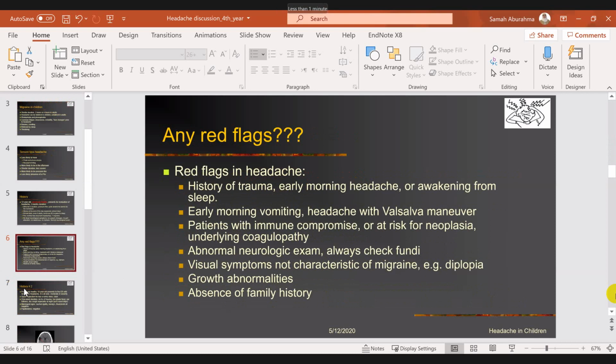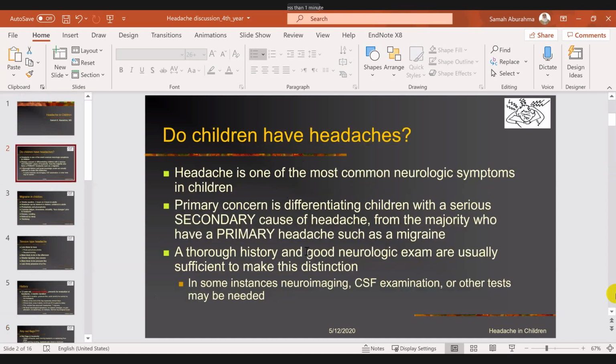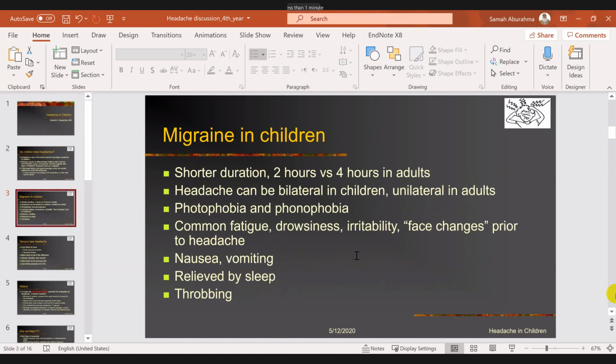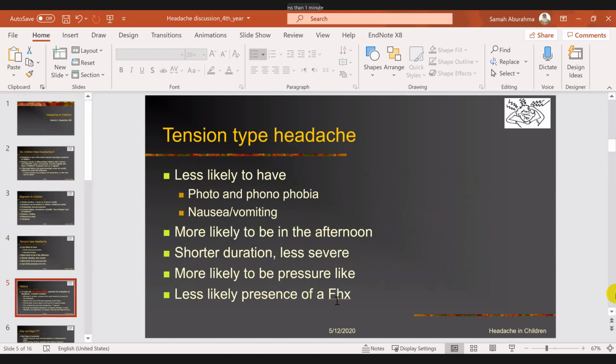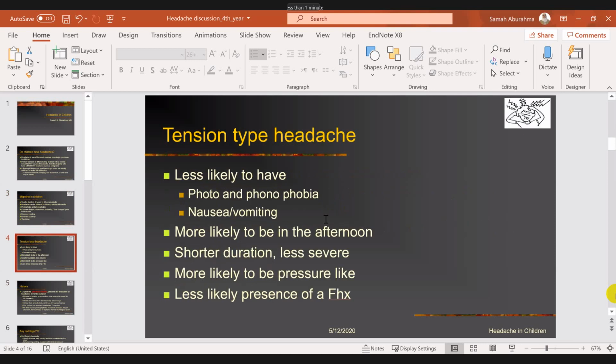So doctor, in the first case, is it migraine or tension headache? There is a family history but no phonophobia or photophobia. That's true. As we said, yes, this could be a tension type headache, even though the mother has a recurrent headache. As we said, migraine and tension type headache are a continuum. With tension type headache you're less likely to have photophobia and phonophobia, and with migraine you are more likely to have them. Children or adults who have tension type headache sometimes progress and the headache changes with time, becoming more like a migraine. So yes, this could be a tension type headache, you're right, because it's almost daily, mostly at the end of the day.